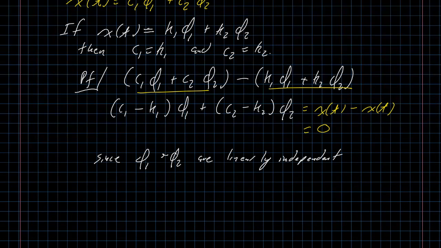And since phi1 and phi2 are linearly independent, the definition of linear independence says that the only way we can take a linear combination and have it equal to 0 is if the coefficients c1 minus k1 and c2 minus k2 are both equal to 0. And for c1 minus k1 to be equal to 0, that means that c1 is equal to k1. And for c2 minus k2 to be equal to 0, that means that c2 is equal to k2.